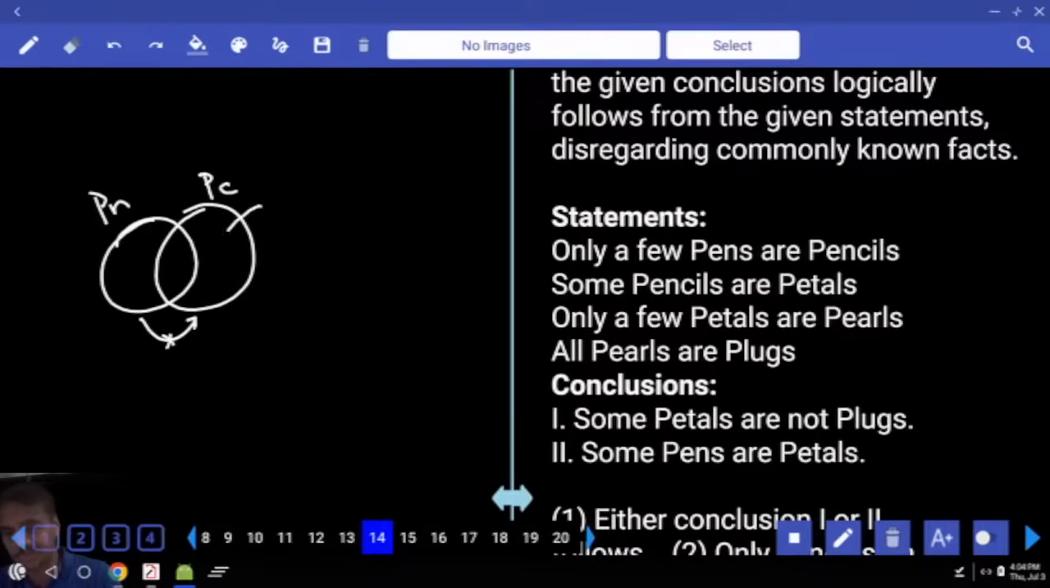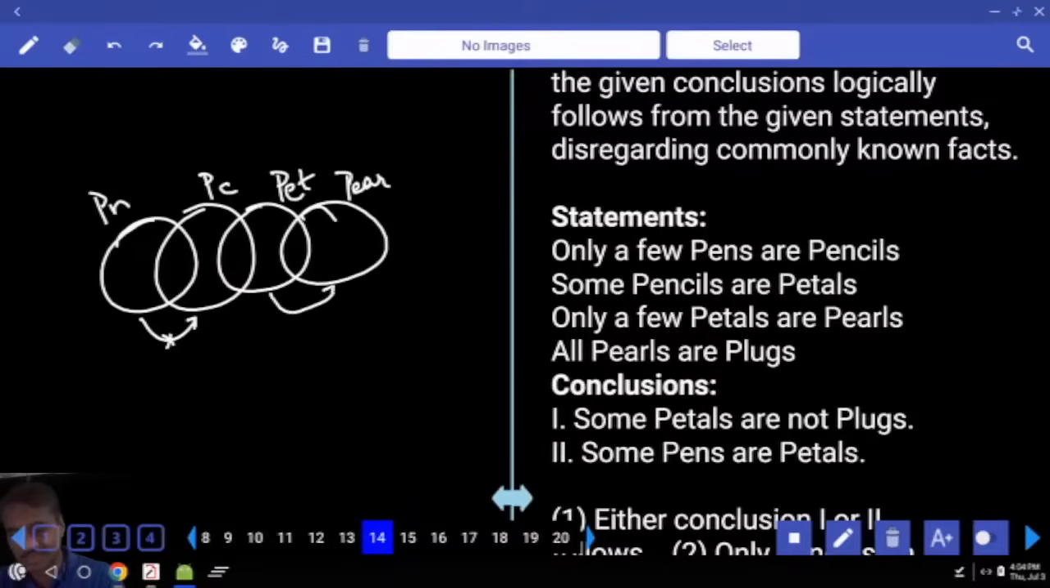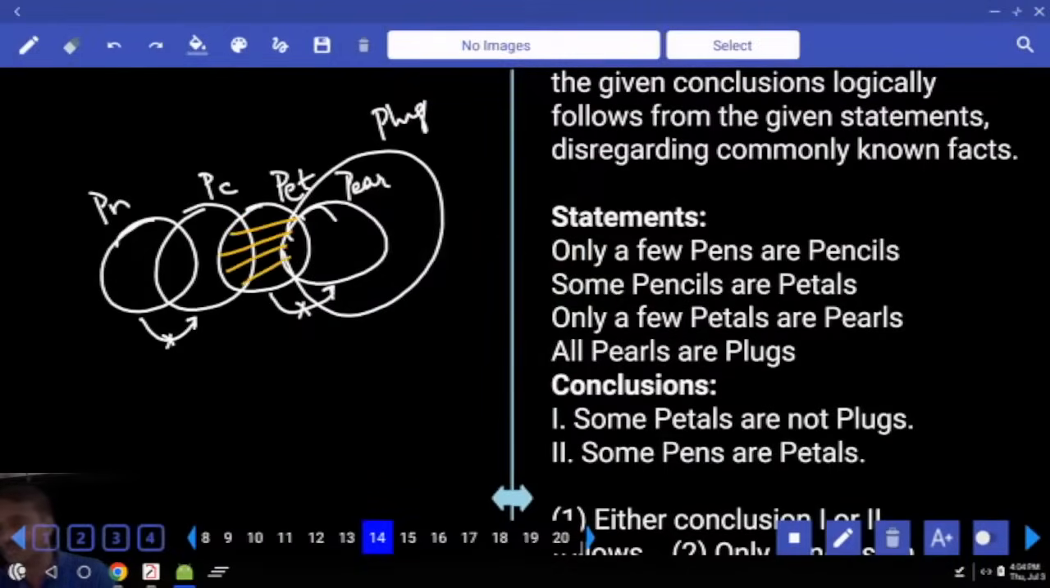Some pencils are petals. Now these are the pencils that are petals, and only a few petals are pearls. Only some of the petals are pearls but not all. This entire petal cannot be part of pearl. And all pearls are what? Plugs. Now this entire pearl is a part of plug. And some petals are not plugs, that is definitely true. These are the petals that are not plugs. True or false?